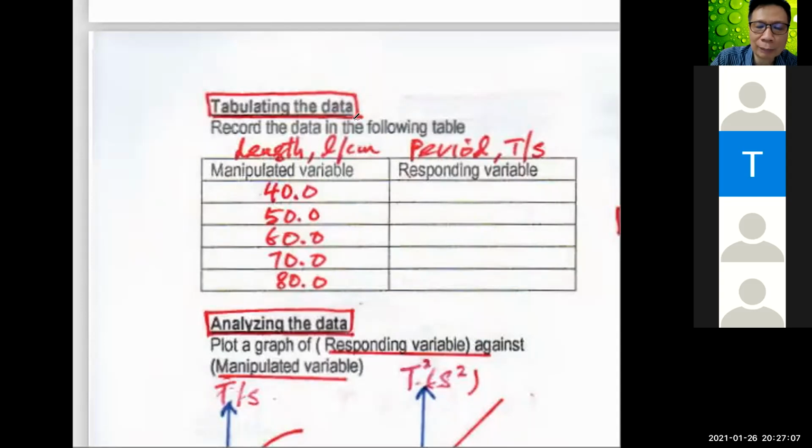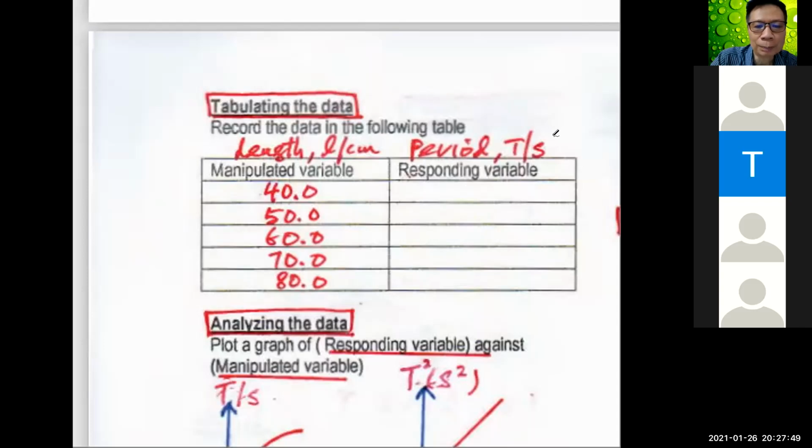So here, length is the manipulated variable. You write length of the thread, L/cm. The unit must also be written, the symbol must be written. Length is L/cm, then you write start with 40 cm, 50, 60, 70, 80, the string gets longer and longer. Write them all out. The responding variable is period, capital T/second. Here you did the experiment and found the answers, write them all down. So this is called tabulation of data. Okay, tabulate. Yeah, understand?